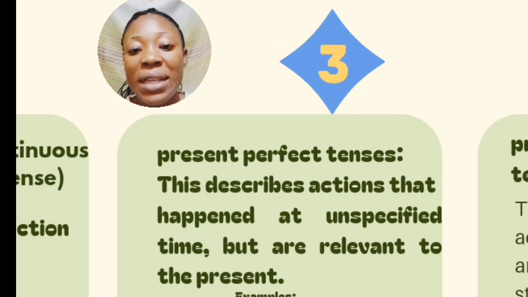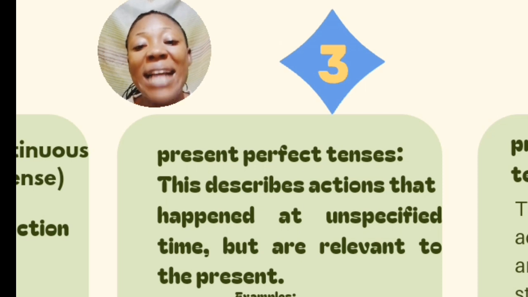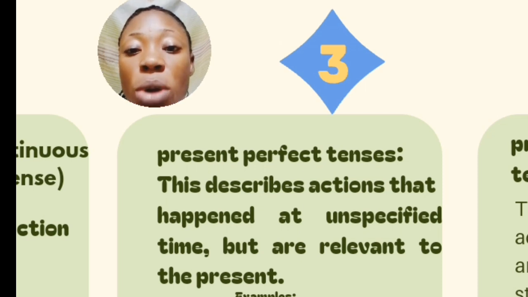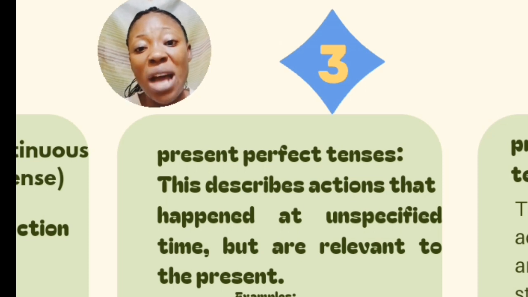They had built a beautiful mansion. It had happened in the past, but it's very relevant now. So they had finished their homework, or she had finished her homework, and they had built a beautiful mansion. So those are what? Present perfect tenses.